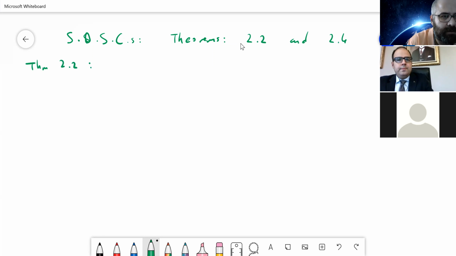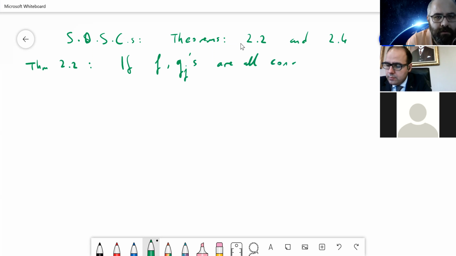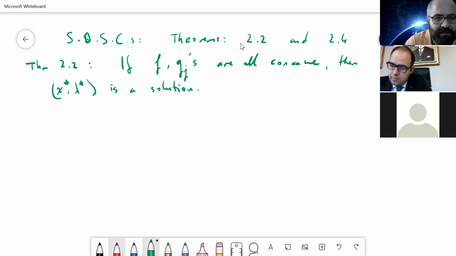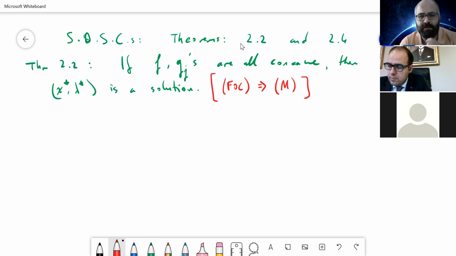Now, theorem 2.2. Very simple. If F and G_j's are all concave, then x star, lambda star is a solution. Okay? In your text, it is expressed in terms of conditions. So these are the conditions that he uses. Okay? So that's the first part.